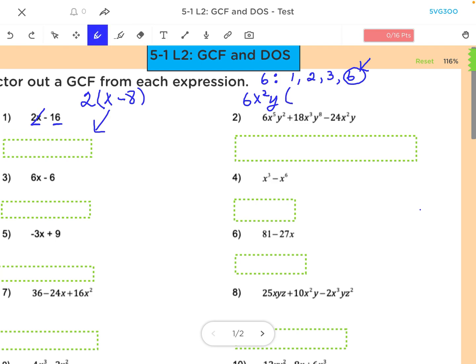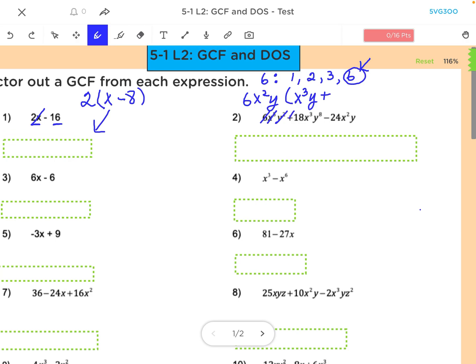And then we're going to write in parentheses what's left. So I'm going to start from the beginning. 6 divided by 6 is 1. You don't have to write that 1. The x's, you had x to the 5th. You divided out an x squared, so you're left with x cubed. And then for the y's, you had y squared, but you factored 1 out, so you have 1y left.